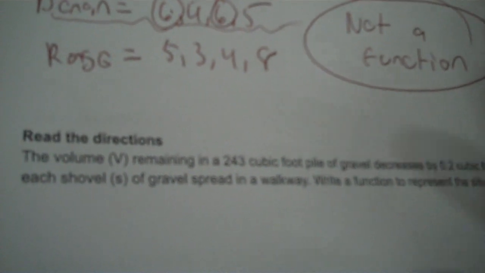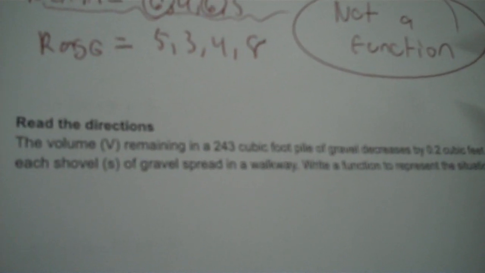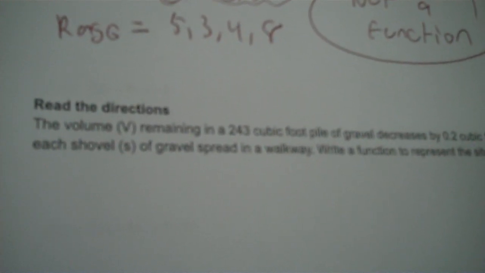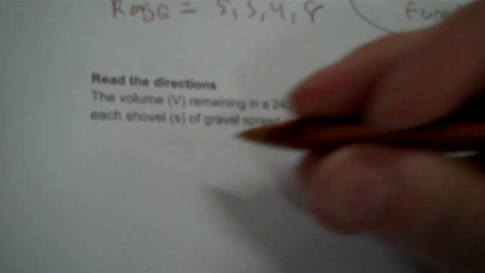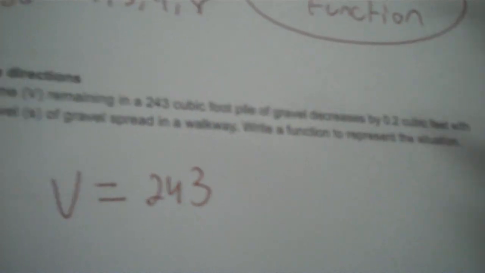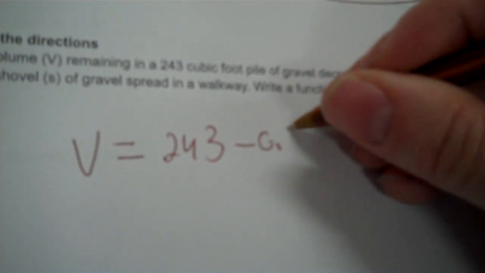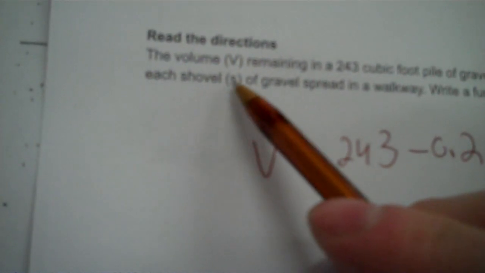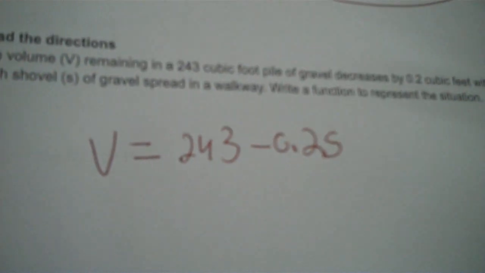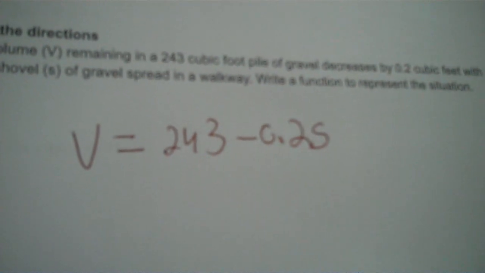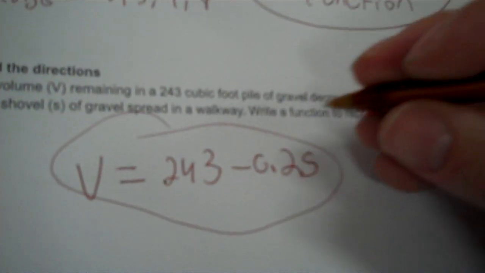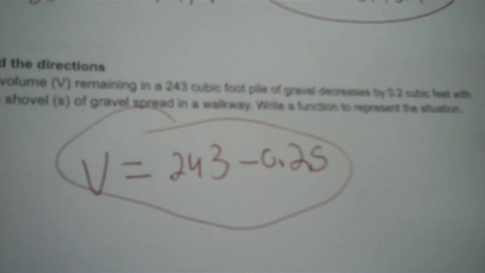The volume remaining in a 243 cubic foot pile of gravel decreases by 0.2 cubic feet with each shovel, S, of gravel spread in a walkway. Write a function to represent the situation. It's easy. V is the dependent variable. It starts at 243. You don't need a table. Then it decreases by 0.2 cubic feet with each shovel, S. Now, if you made that a ratio like I did on the very first problem in this video, it would just be over 1. Having a denominator of 1 is pointless. So that's it. V equals 243 minus 0.2 times S.